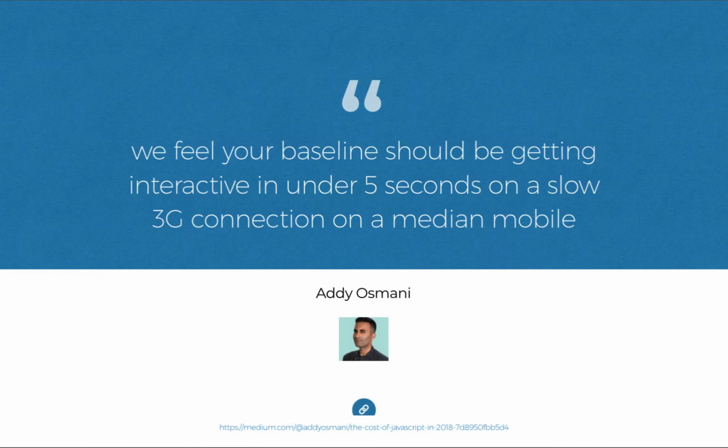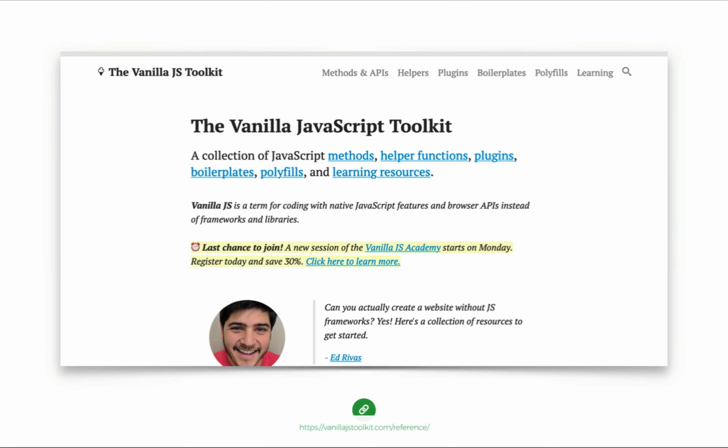Addy notes that we should be aiming for interactivity in under 5 seconds on a slow 3G connection on a median mobile device. So 5 seconds total to the time when we can interact. And again, the median device is the one that can take 6 seconds just to parse 200 kilobytes of transferred JavaScript. So if you're using a framework for client-side JavaScript, this can be a really hard target to hit. So what can I do to improve this metric? Well, a huge and probably obvious thing is to find ways to rethink our dependency on JavaScript in the browser.